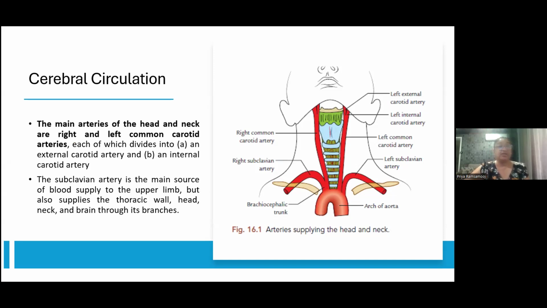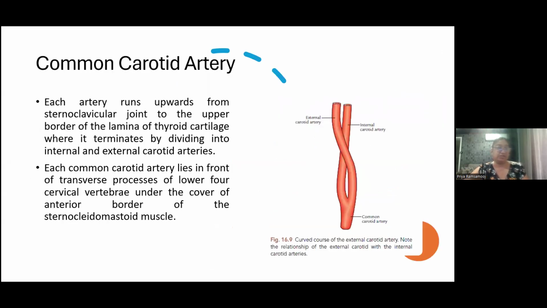Further to that, the subclavian artery is usually the main supply of the upper limb, but it also supplies the thoracic wall, head, neck, and brain through its branches. So let's get cracking into the common carotid. Already establishing where it is, each artery runs upwards from the sternoclavicular joint to the upper border of the lamina of the thyroid cartilage, where it then terminates into internal and external.